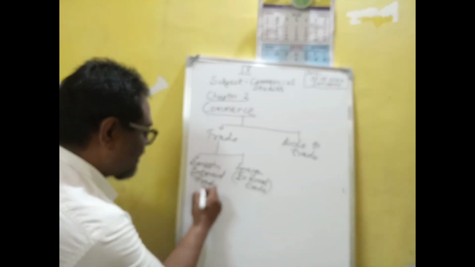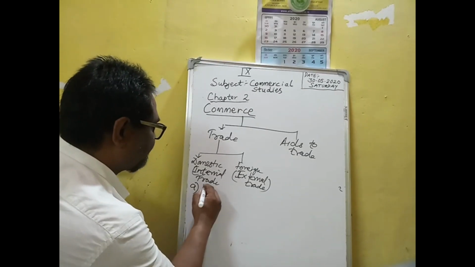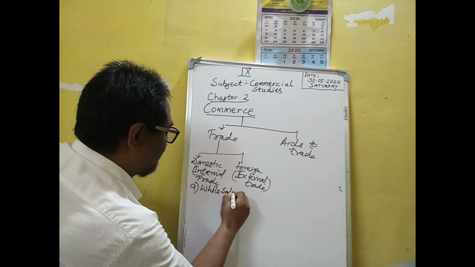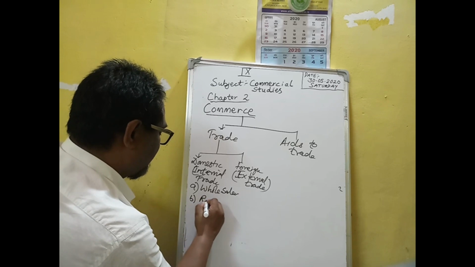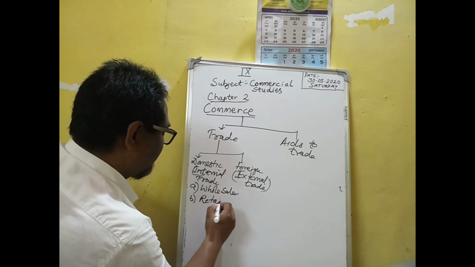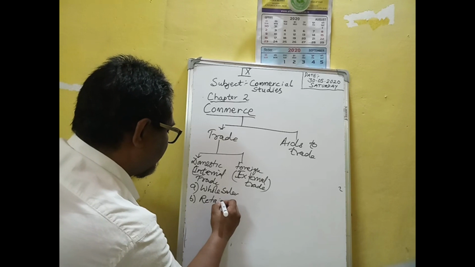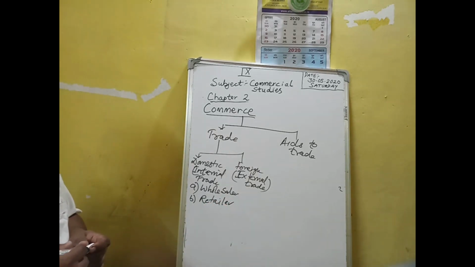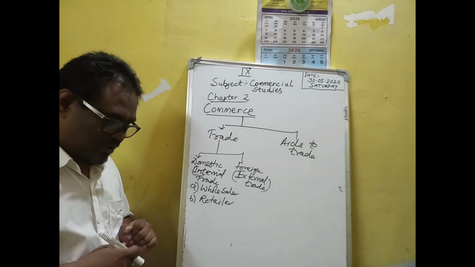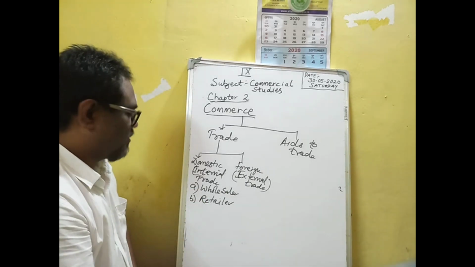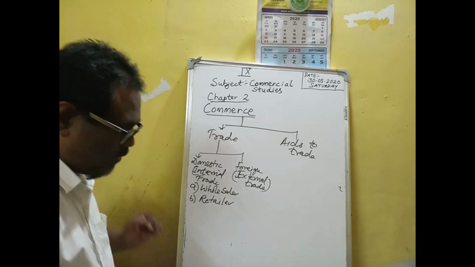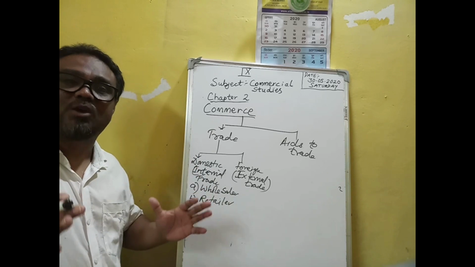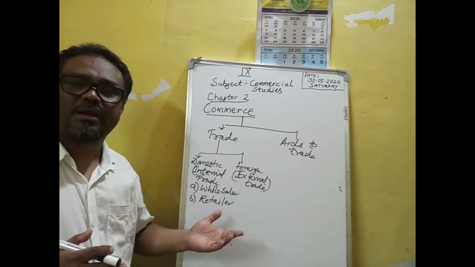Domestic trade is again further classified into number 1 wholesaler, and retailer. If you see the classification of domestic trade, wholesalers are the ones who buy the goods in bulk from the producer and sell the goods to the retailer.